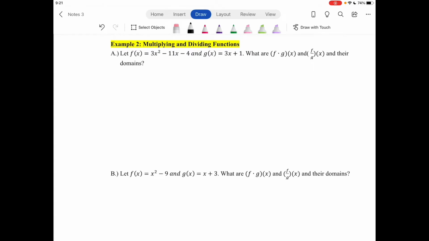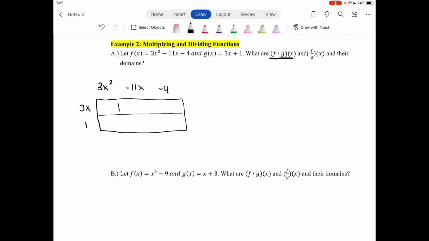And you've actually been multiplying functions in previous lessons. If we want to do f times g of x, since there's more than one term in both functions, that means we need to use the box method, or you can distribute using your arrows to make sure everything gets multiplied. We're going to have a 3 by 2 box here, which has 3x squared minus 11x minus 4 on top. And on the side, let's do the second function, 3x plus 1.